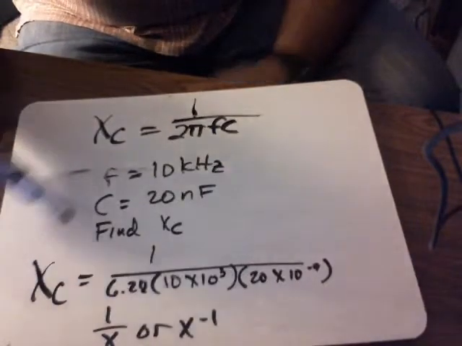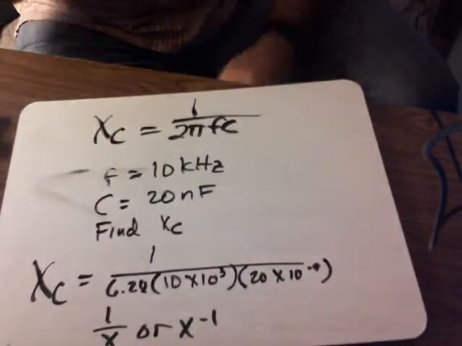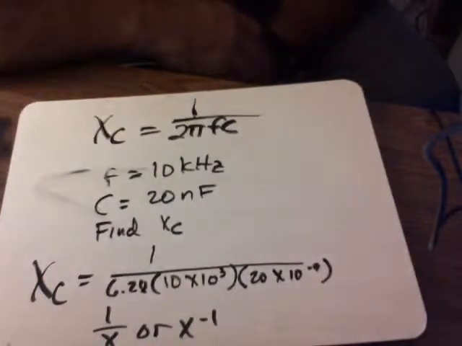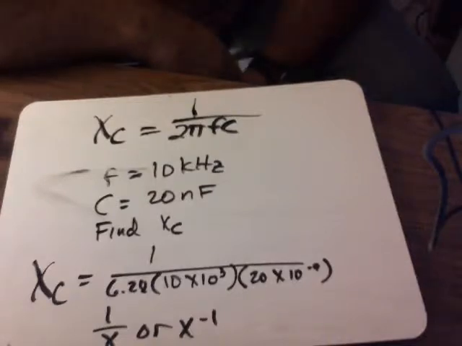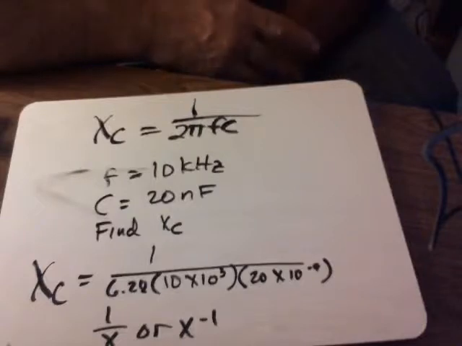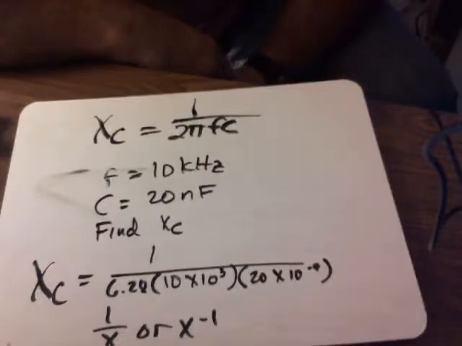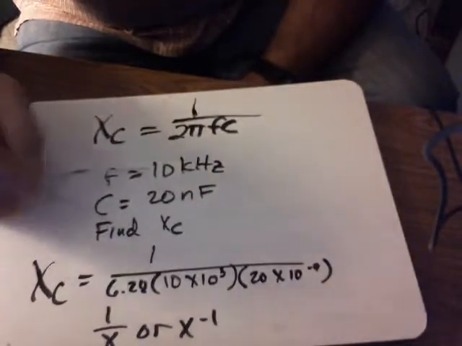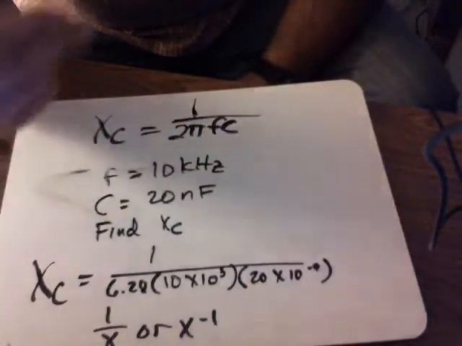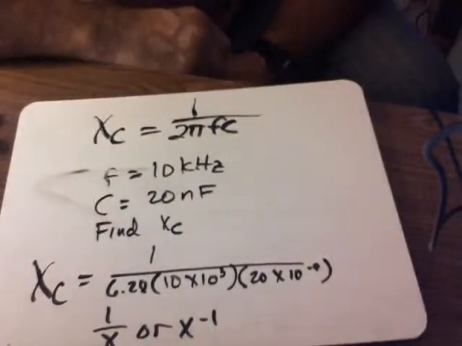Also, you have to pay attention to your prefixes for X sub C as well. When I spoke of having trouble with the engineering prefixes way back after exam one, that's what I'm talking about. You have to know if X sub C is measured in kiloohms or just in ohms, because your units have to be consistent throughout your triangle. So if you get a value for X sub C and you need to convert it back to kilohms, don't forget to move the decimal 3 to the left.